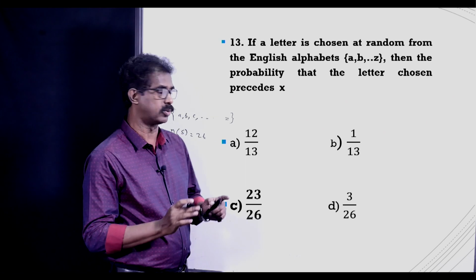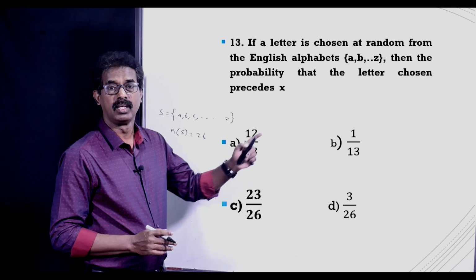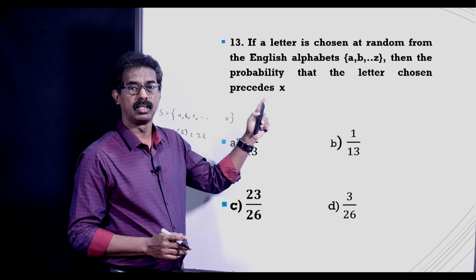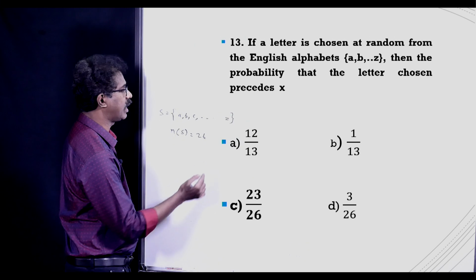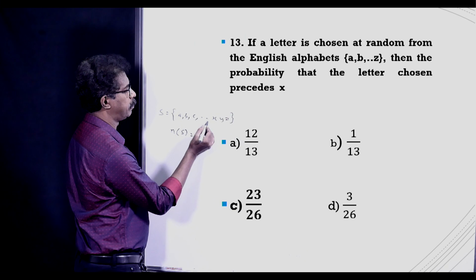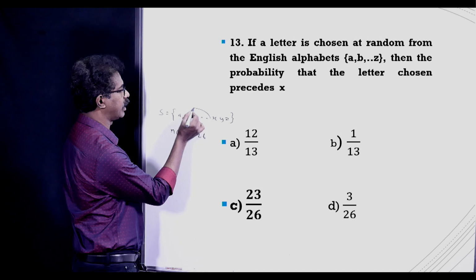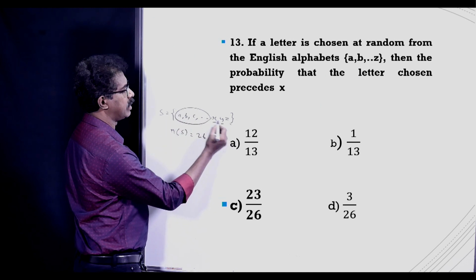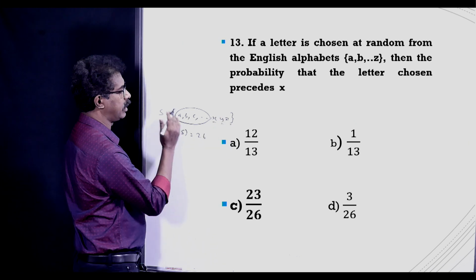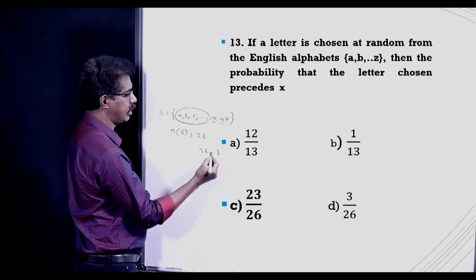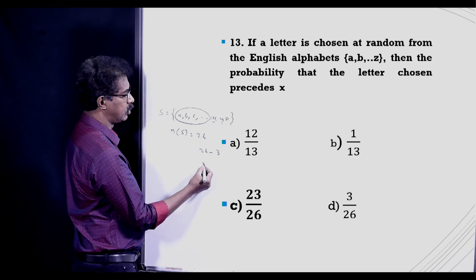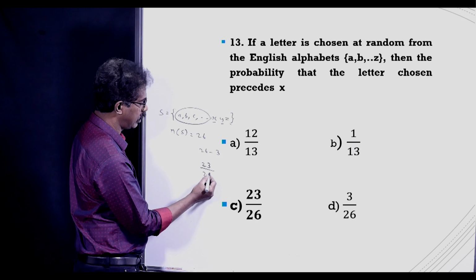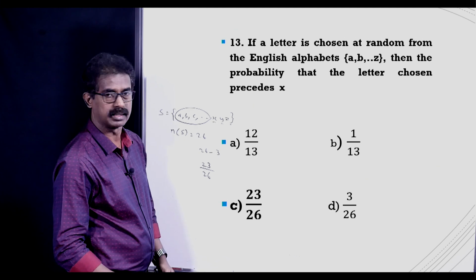Okay, denominator is 26. What did they ask here? The probability that the letter chosen precedes x. So before x; x, y, z. Precedes x means don't take x, take only those before x. So totally 26, in which 3 of them are here. So don't take these 3, take the remaining. So 26 minus 3. So it is 23, right? So the answer is 23 by 26. That is the correct answer.